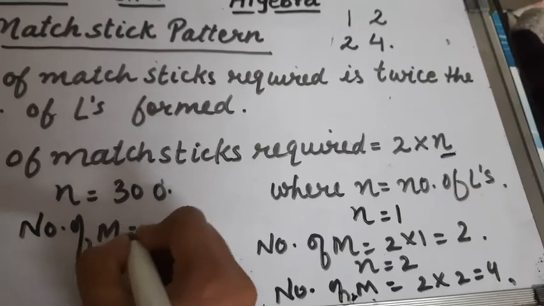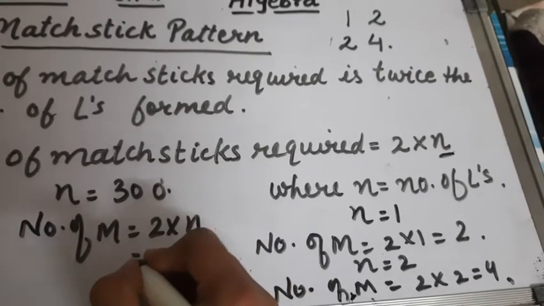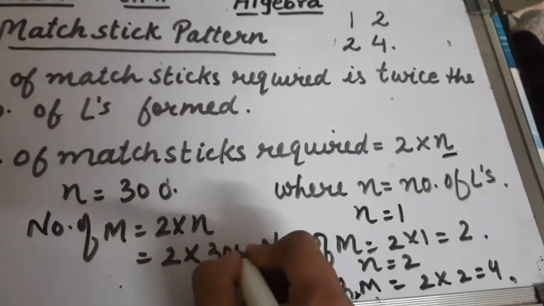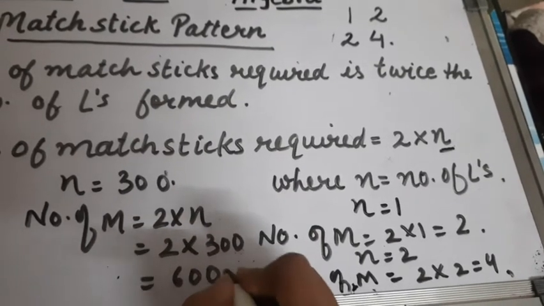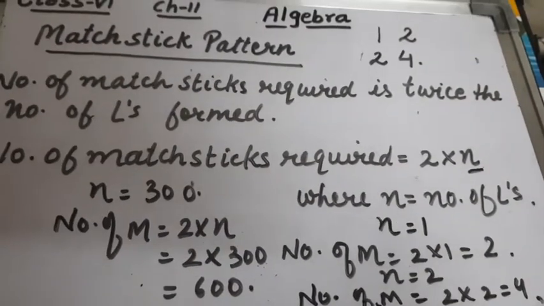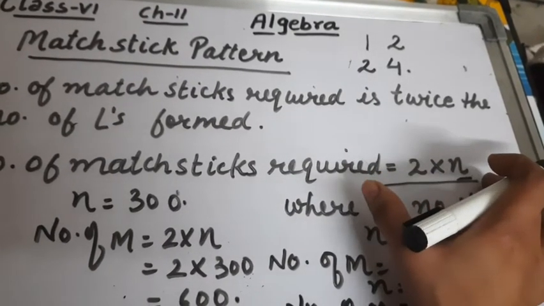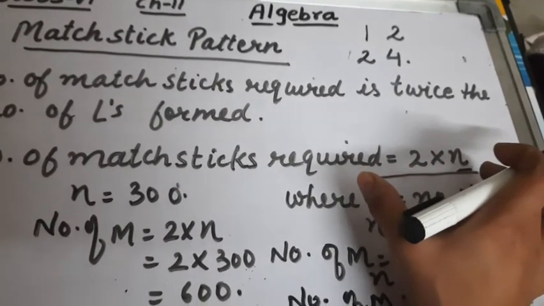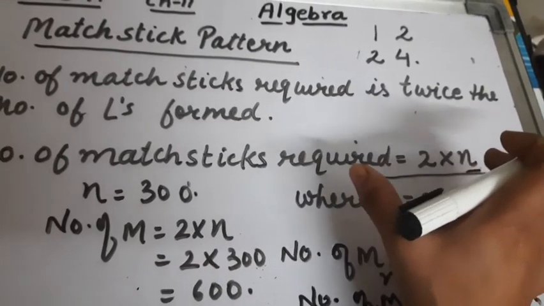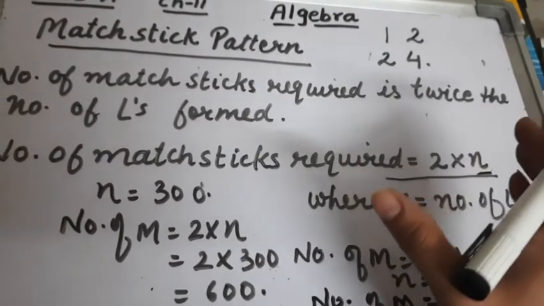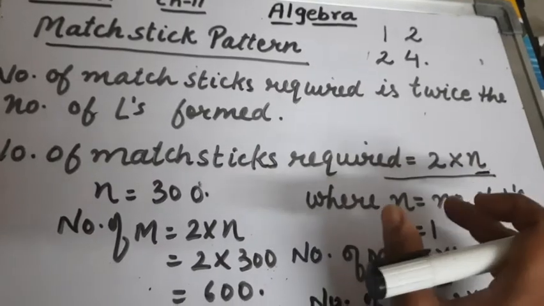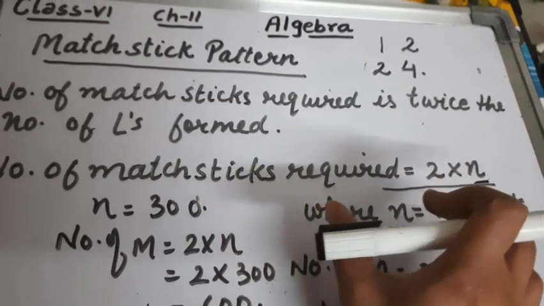Number of mastics is 2 multiplied by n. Here n is 300, so this will be 600. Okay, so this is the rule for L. Using this rule, we can easily find how many mastics are required to form even 1000 or lakh of L's. So this rule is for L.